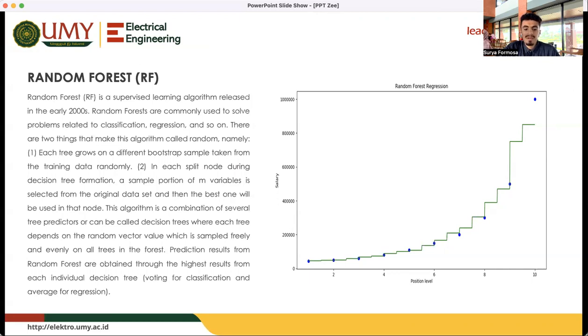This algorithm is a combination of several tree predictors, or what can be called decision trees, where each tree depends on the random vector value, which is sampled independently and evenly on all trees in the forest.